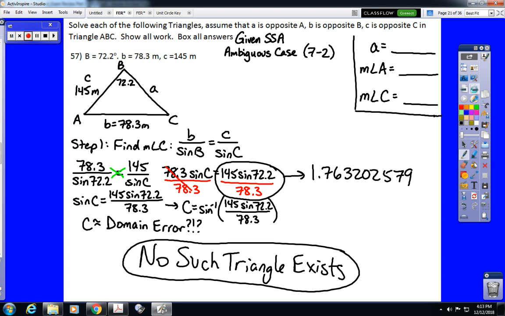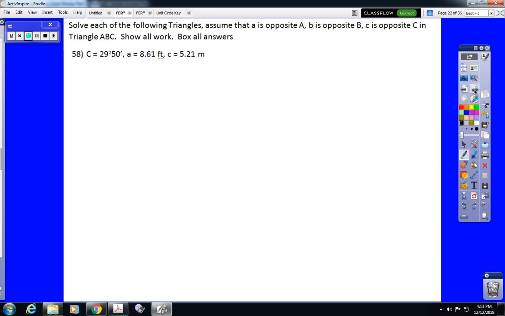And on we go. The last problem on this page is yet another law of sines, law of cosines problem. So as soon as the computer decides to change the page, there we go. We will once again draw a picture of triangle ABC. Angle C is 29 degrees 50 minutes. Little c is 5.21 meters. And little a is 8.61. Wow, I did it again.